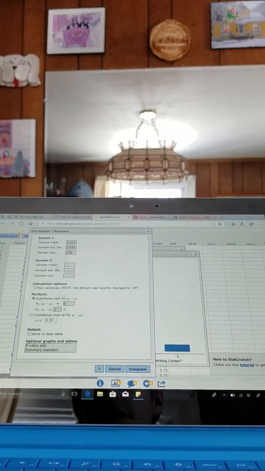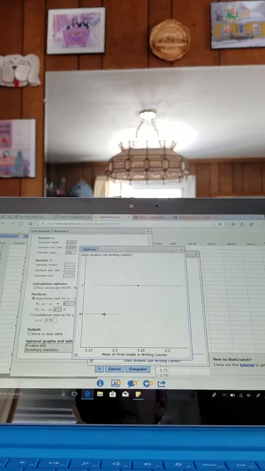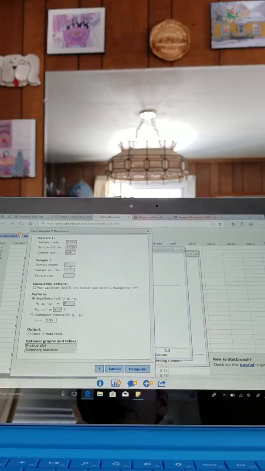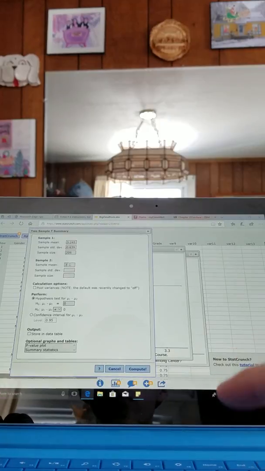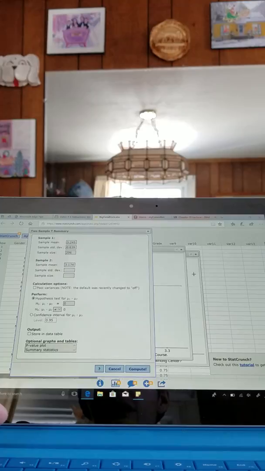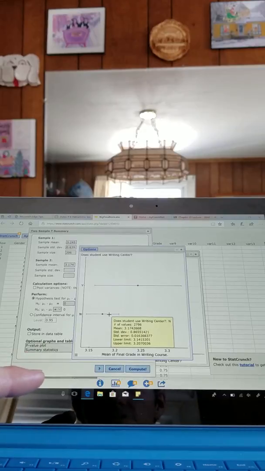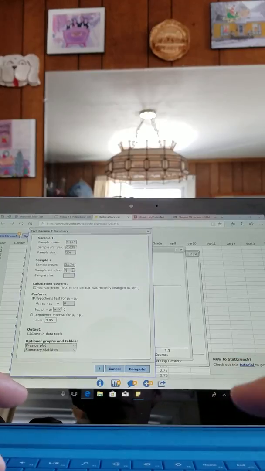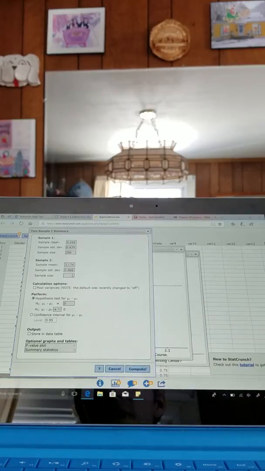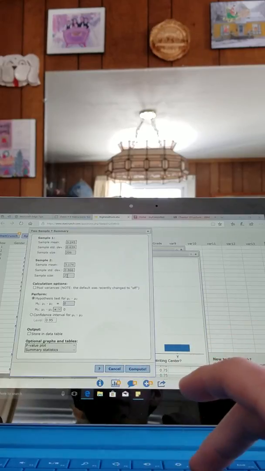And now for sample 2, our no column, we have a mean grade of 3.174, and the standard deviation of 0.866, and our sample size was 2,796.